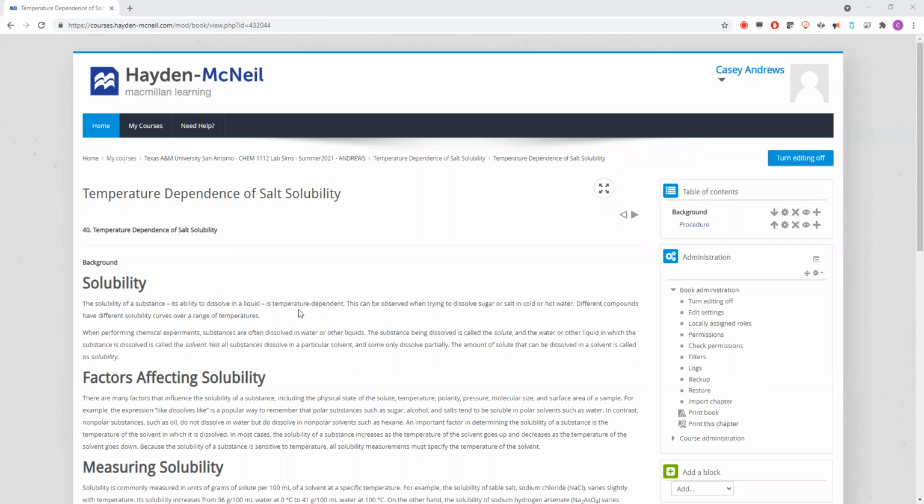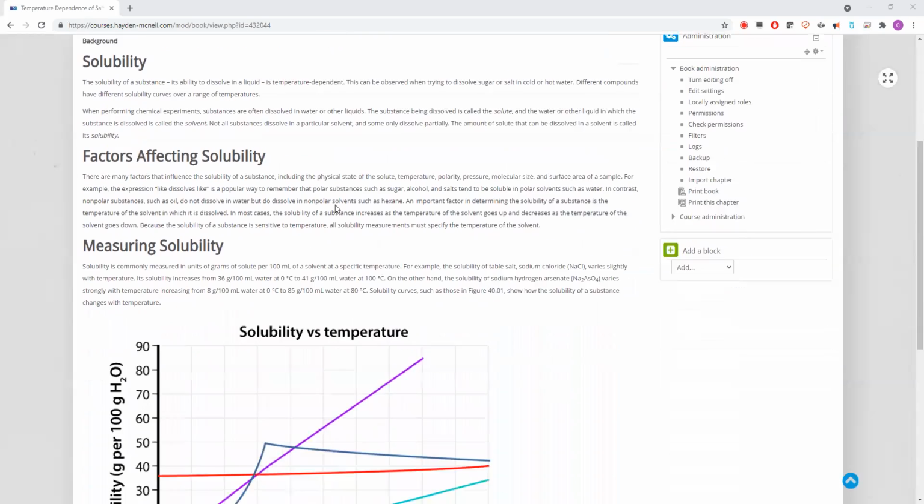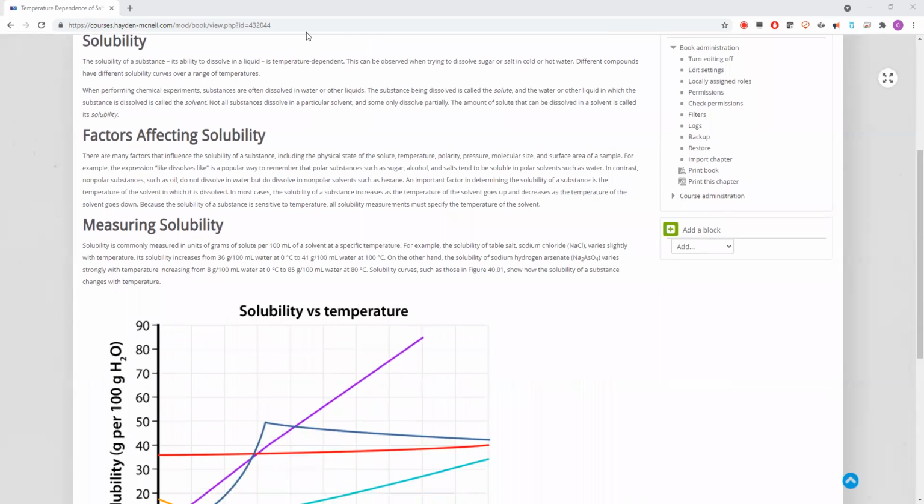And I guess it doesn't have to be a solid. It can be any substance that is dissolved in a liquid. And there are a lot of things that determine the solubility of a substance in a liquid, as listed here: temperature, polarity, pressure, size, area. And we're only going to look at one today, that is temperature.